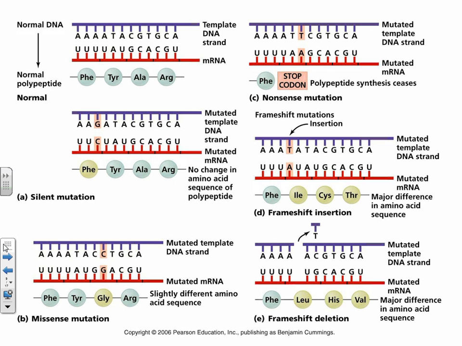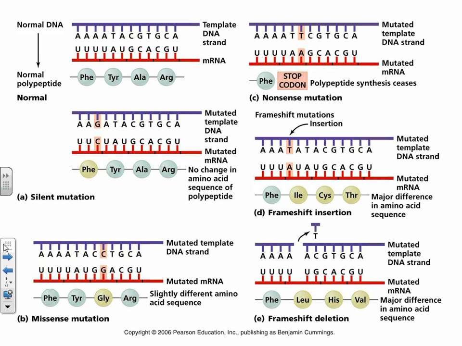The next one down on the left is the silent mutation, where it read AAA and complementary UUU at the top, giving phenylalanine. For the mutated one, this is a silent one where you've got a substitution, and it now reads AAG and complementary UUC on the messenger RNA, which still puts phenylalanine in. So that's your silent mutation, where it doesn't have an impact on the protein that's produced at all.